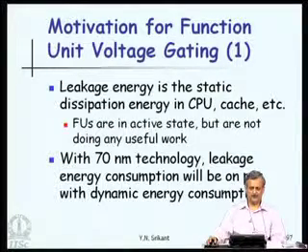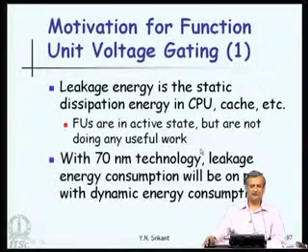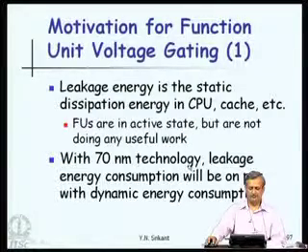Why should we do this? I mentioned this in the introduction. Leakage energy is the static dissipation energy in the CPU, cache, etc. Function units are in an active state but are not doing any useful work. That is the time when we actually want to save energy. And with 70 nanometer technology, leakage energy consumption will be on par with dynamic energy consumption.